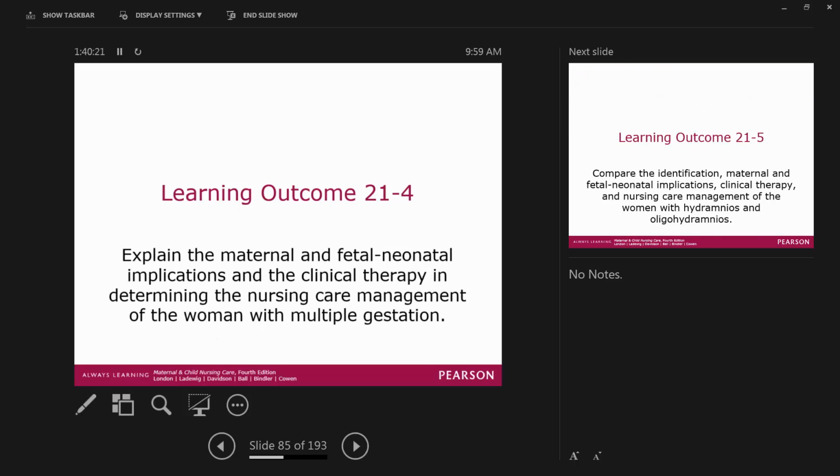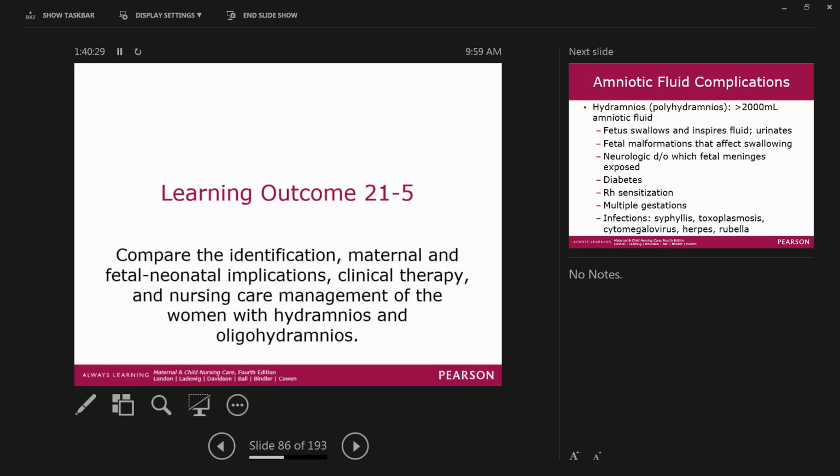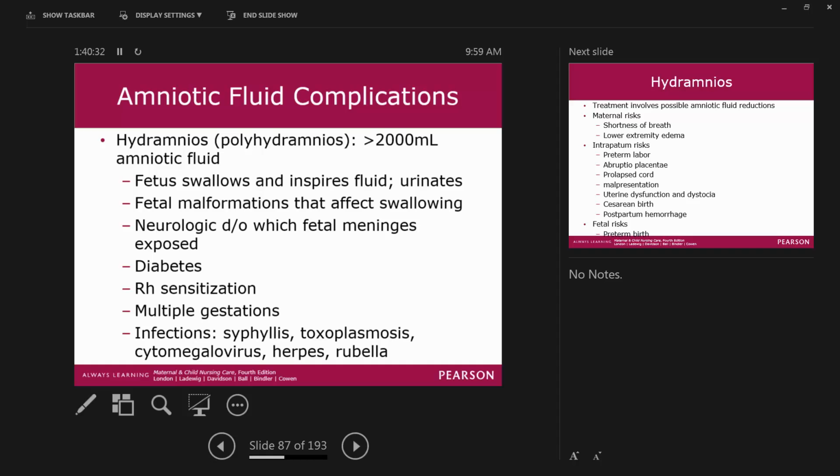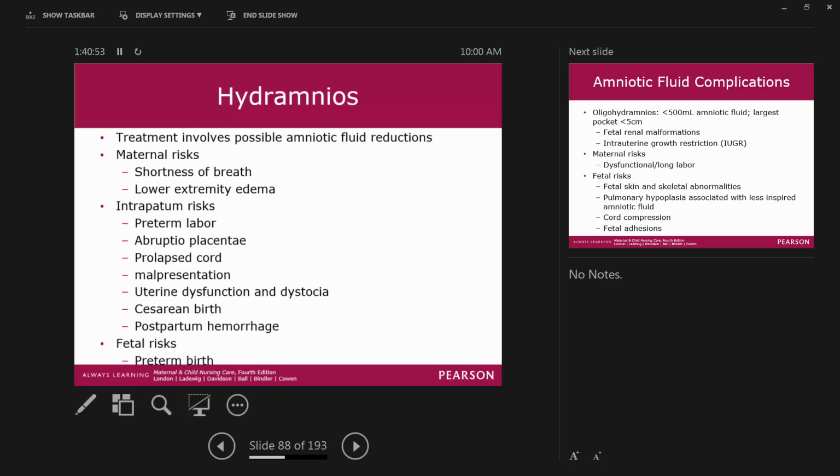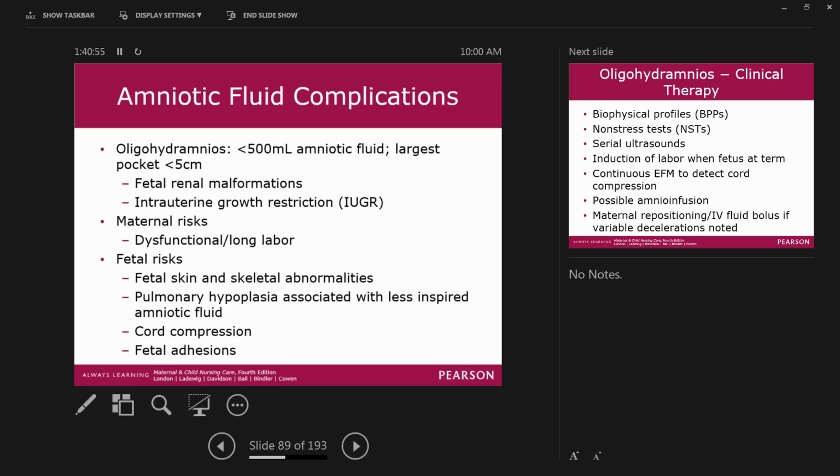I didn't put any slides in for multiple gestation. You can look through those. Your amniotic fluid complications, please look at these slides. I didn't say this, but don't worry about reading this part, because you probably already read it, and I think I was pretty thorough here, so this is a good study thing for you guys. Hydramnios is too much fluid. Oligohydramnios is not enough fluid.